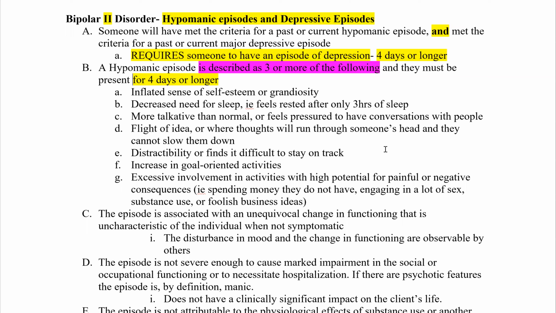Increase in goal-oriented activities. They want to read a ton of books or they buy courses. They're never really able to finish them, but they have good intentions when they do. Excessive involvement in activities with high potential for painful or negative consequences. Spending money that they do not have. Engaging in a lot of sex, substance use, and or foolish business ideas.